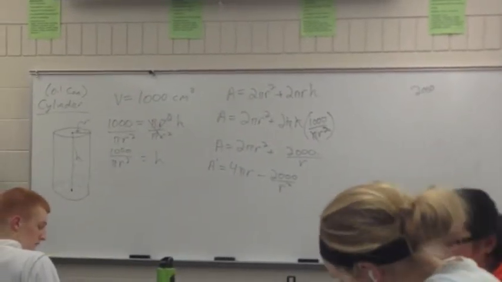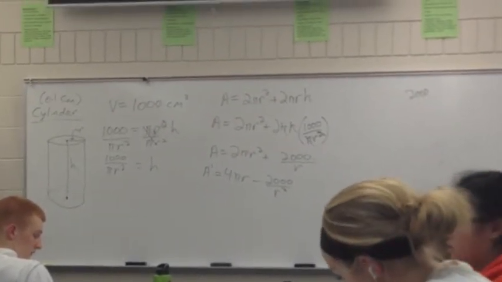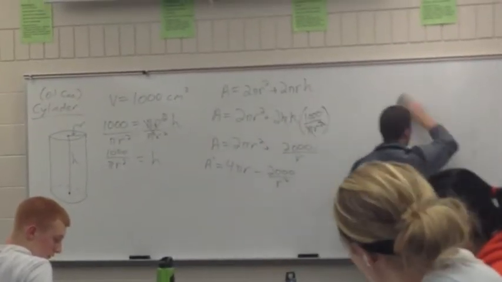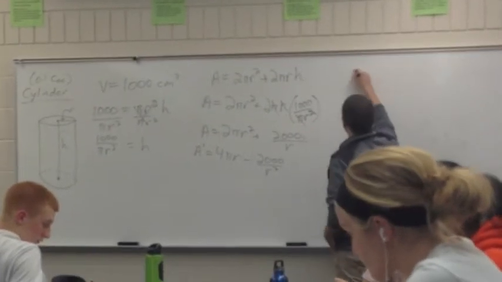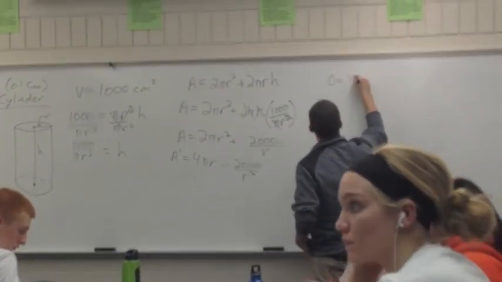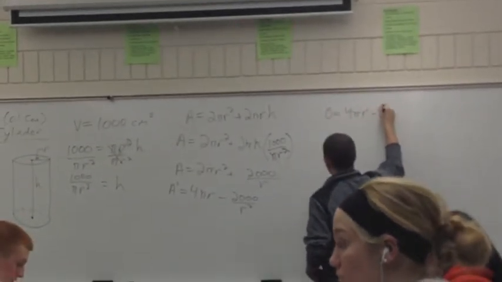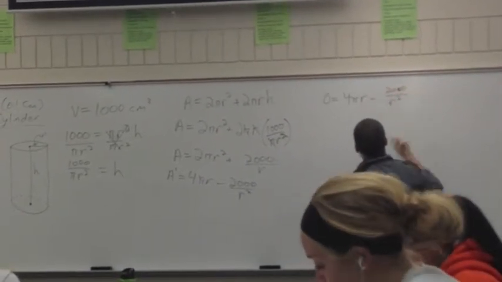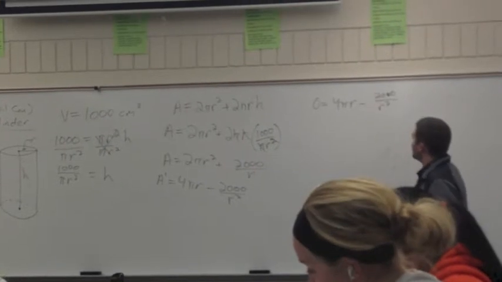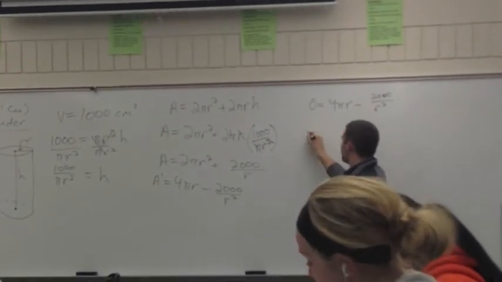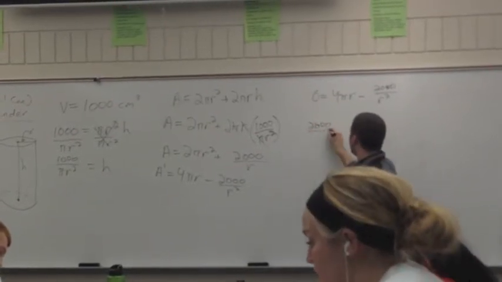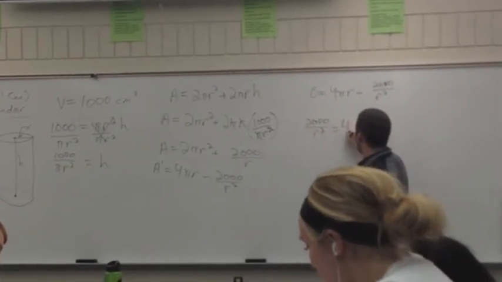And this is starting to look a lot like the previous one, right? Solve this thing for r. In other words, find when A prime is 0. And so I've got 0 equals 4 pi r minus 2,000 over r squared. I'm going to add the 2,000 over r squared to both sides, so everything's positive. It doesn't matter. 2,000 divided by r squared equals 4 pi r.